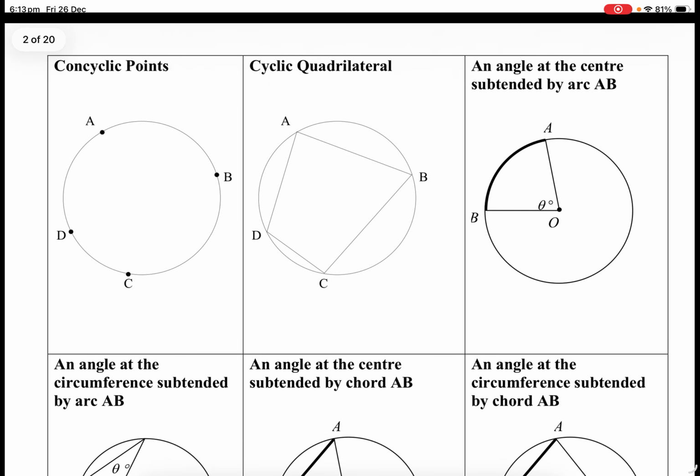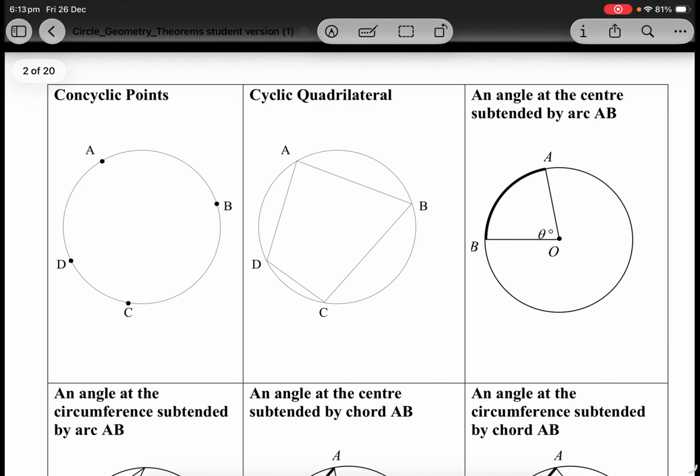Couple more before we get into it. We have what's called concyclic points. These are points that lie on a circle. And when we connect these, as you see in this example next to it, we have what's called a cyclic quadrilateral. So it's a quadrilateral, a four-sided shape that lies on a circle, where the vertices of this shape sit on the circumference of a circle.